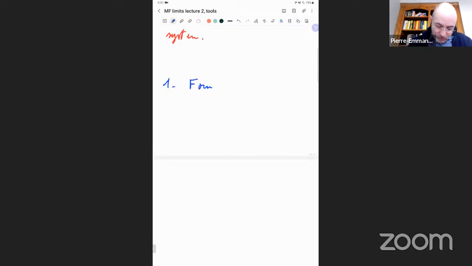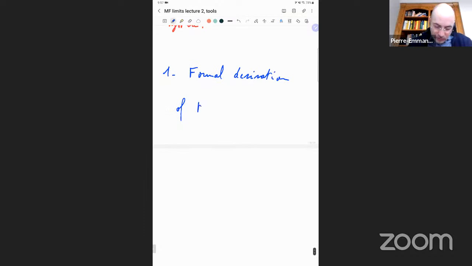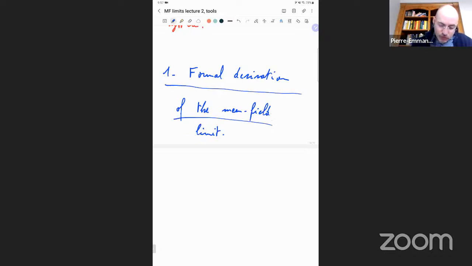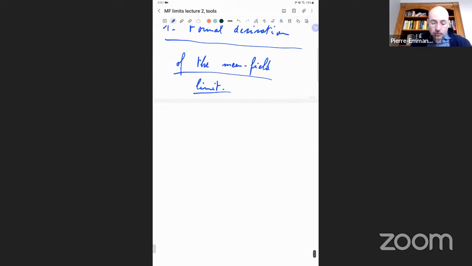And that leads me to my first section. The first order of business is finally, we are going to do a formal derivation of the mean field limit so that we will have a mean field limit equation, and that will guide us when we discuss the tools that we are going to need to do a rigorous proof.